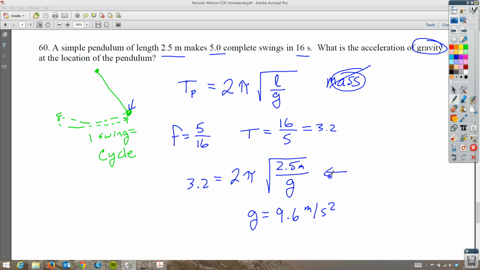If you need help with this math, going from here to here, come see me during period 6 and I can help you with that.